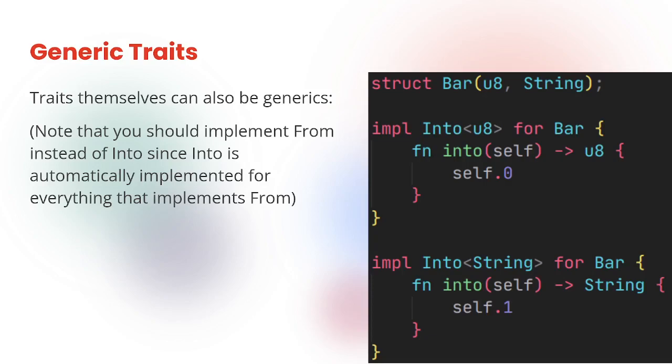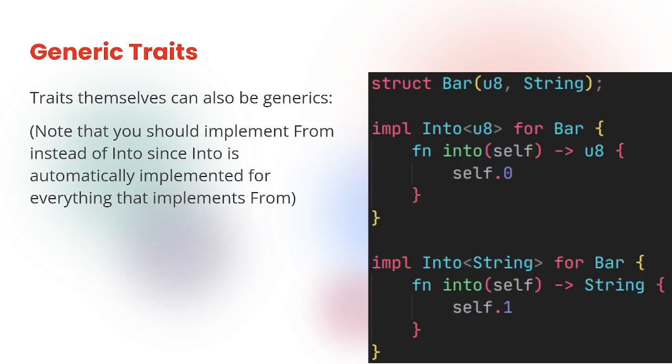Wait, so if you implement Into<u8> for Bar, that means you are able to convert Bar into u8. Right. So could you implement a From<u8> for Bar that does something else? Yeah, because those are separate things. From<u8> for Bar would be converting from u8 to Bar, while this is the other way around. You could not impl Into<u8> for Bar and then impl From<Bar> for u8, because those do the same thing. Oh, right.